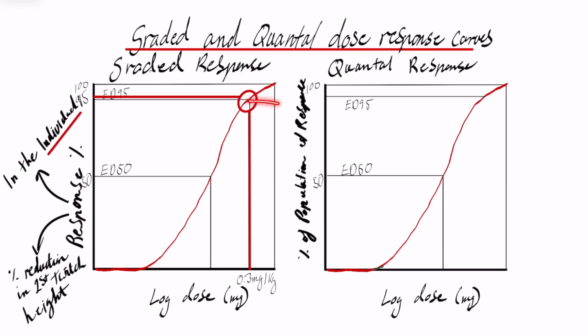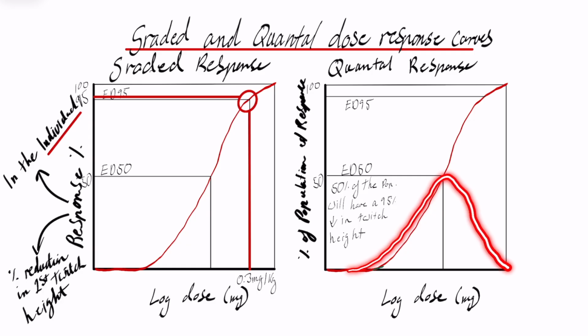Then if we transfer that to our ED50 on our Quantal response, then what we're actually saying is that 50% of the population will have a 95% reduction in the first twitch height. But that means 50% of the population won't, because it's a spread of everyone on a bell curve because everyone's different. So some people won't have much reduction in their twitch height while others will.